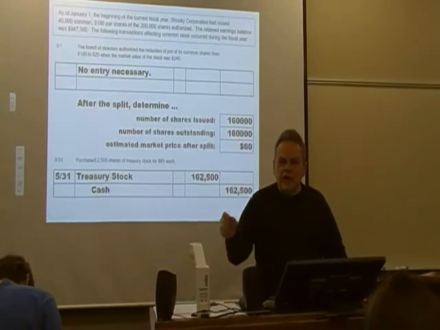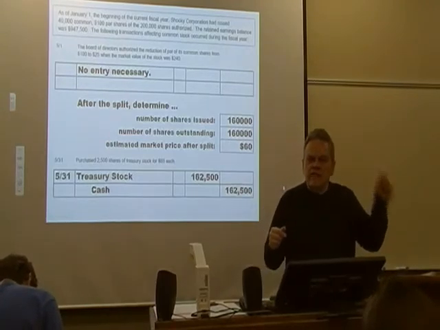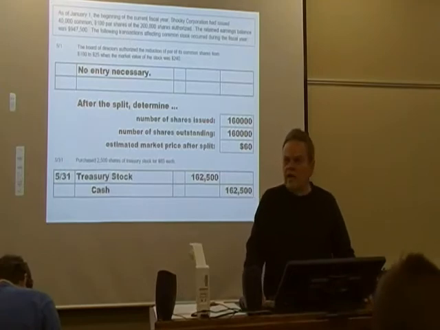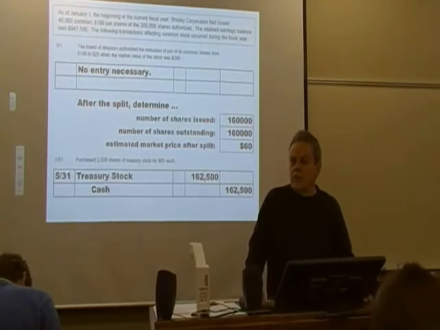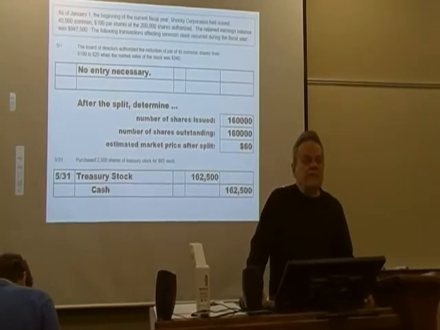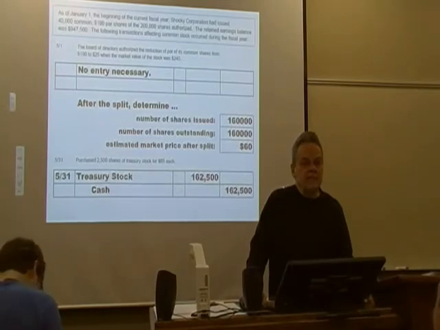Capital's normal balance is credit. Treasury stock's normal balance is debit. Therefore, treasury stock must be contra capital. It is. Contra capital. Contra paid in or contra retained? Abby? Contra retained.